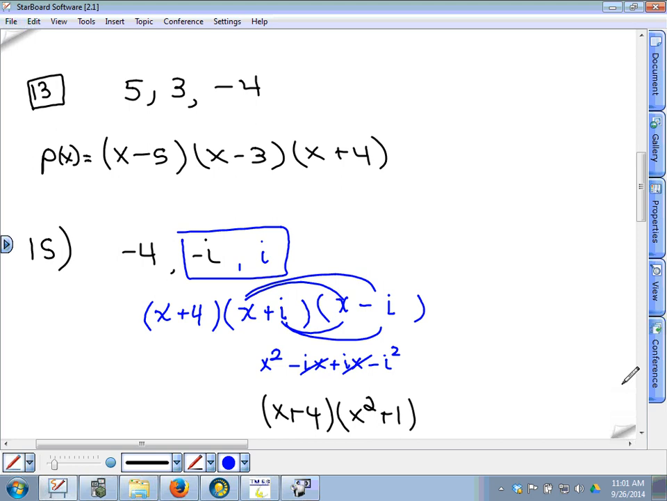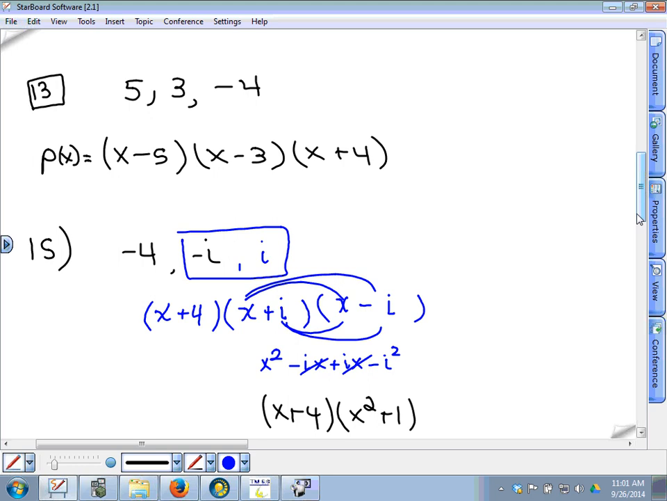So this is what we have now. x plus 4 times x squared plus 1. And then with that, what happens? Yep, you use the distributive property. You multiply it all together. Wait for it.